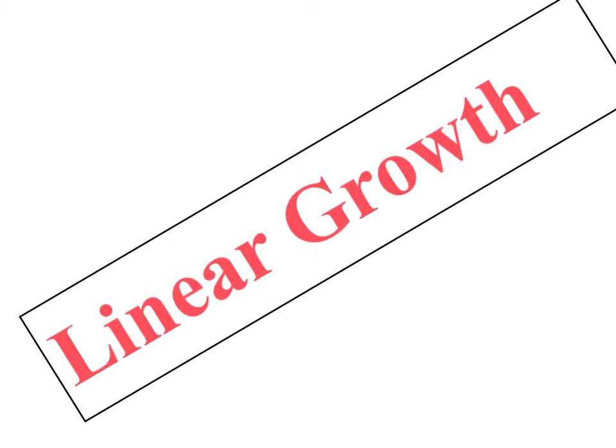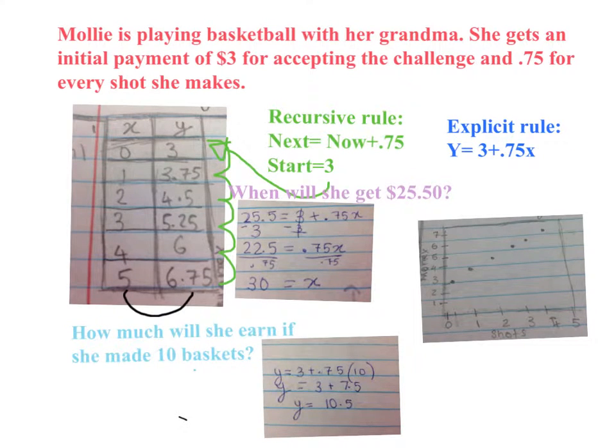Linear growth. Molly is playing basketball with her grandma. She gets an initial payment of $3 for accepting the challenge and $0.75 for every shot she makes. The recursive rule is next equals now plus 0.75, and the start is $3. The explicit rule is y equals 3 plus 0.75x.